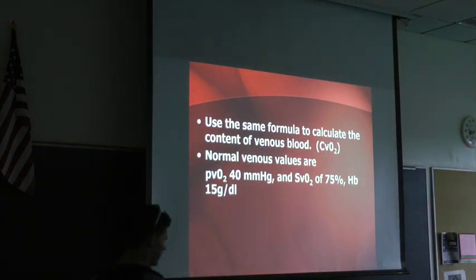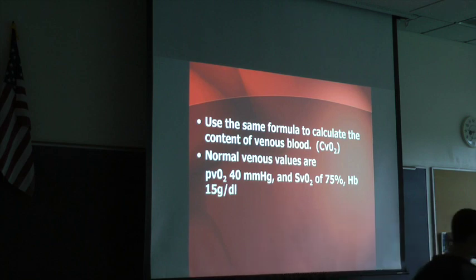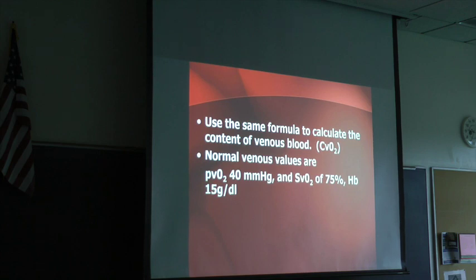So go ahead and fill in the formula. For venous oxygen content, you're going to use the same formula that we did for arterial, but you're going to use the venous values. The hemoglobin, it tells you, is 15 grams per deciliter.